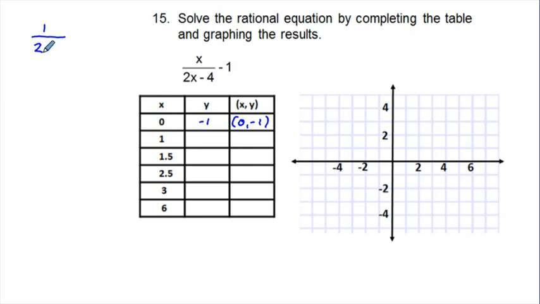we're going to get 1 over 2 minus 4, minus 1, which is going to be 2 minus 4 is negative 2, so 1 over negative 2 is negative 1/2, so we get negative 1/2 minus 1, which is going to be equal to negative 3/2. So I'll put negative 1.5. So we have 1 comma negative 1.5.